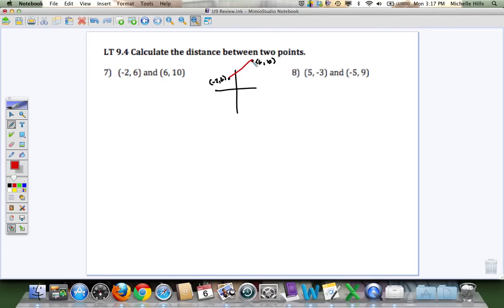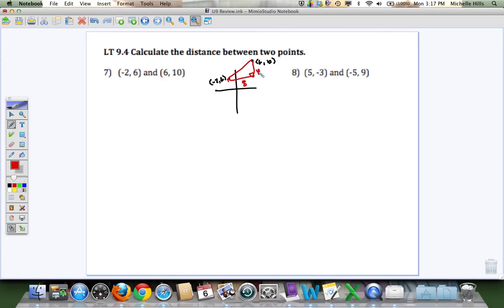I can create a right triangle so that that becomes the hypotenuse of the right triangle. Well, the distance between this point and this point, it's just the horizontal distance between these 2 points, so it's the distance between -2 and +6, which is 8. This is the vertical distance between those 2 points, so it's the distance between 6 and 10, which is 4.